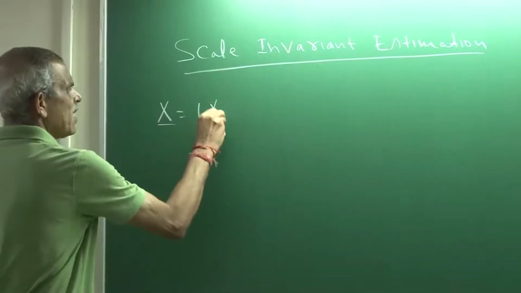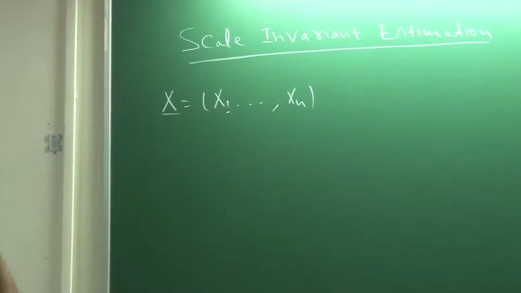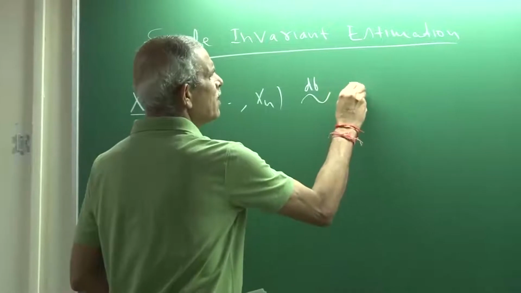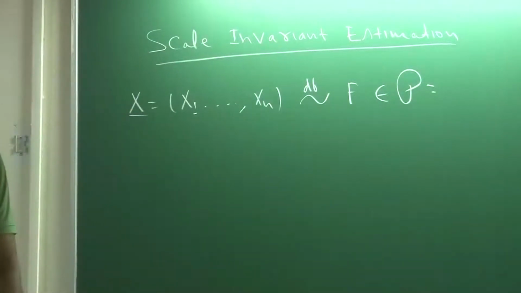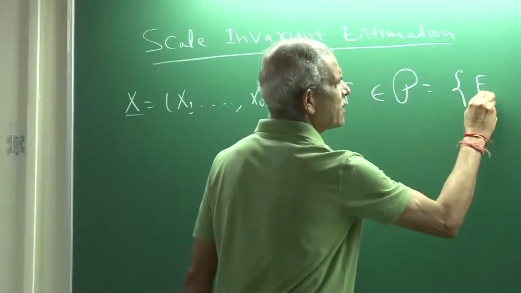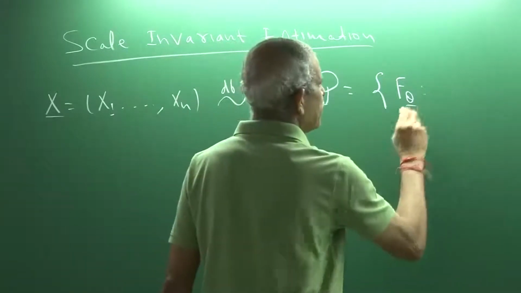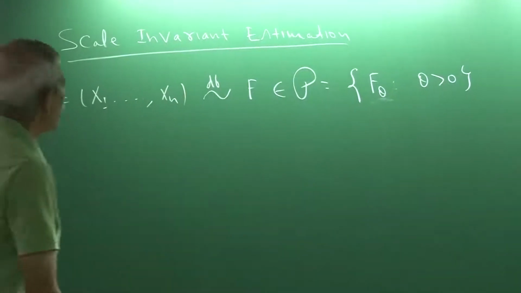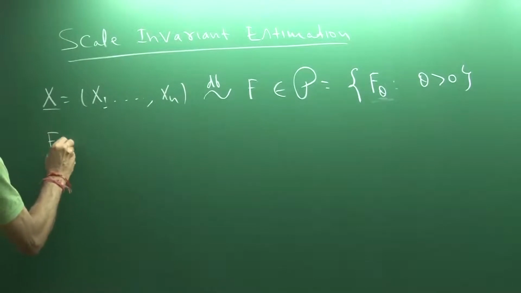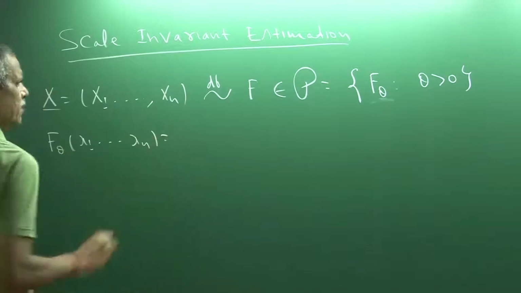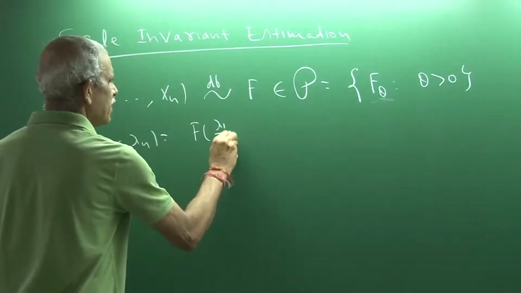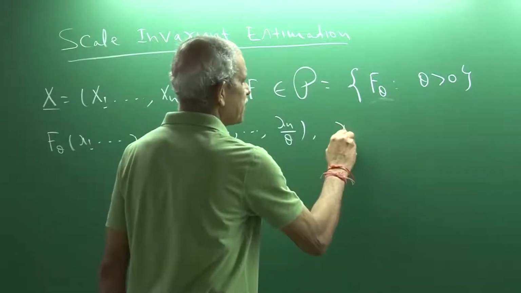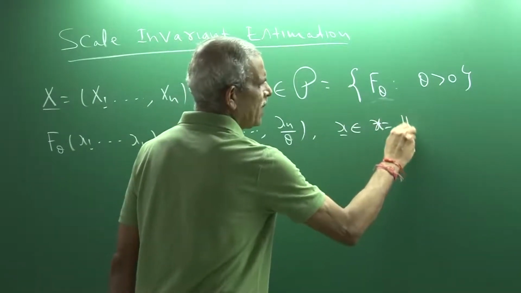So the formulation is as follows. Suppose X1, X2, ..., Xn is a random variable which may represent random data. Suppose this has a distribution function F which belongs to the family P, and this P is a parametric family of distributions indexed by a real parameter theta, with theta greater than 0. So my F_theta(x1, x2, ..., xn) is of the type F(x1/theta, ..., xn/theta), where x belongs to the sample space, which is the whole of R^n.